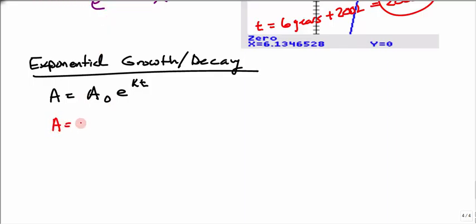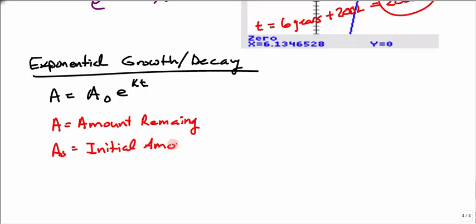So this value of A equals the amount remaining. And this is if we're talking about exponential decay. If we're talking about exponential growth, it's the amount that everything has grown to. A naught is our initial amount. So what we started with, how much we started with. Now K is going to end up representing some sort of a factor of growth. So it's a rate of growth. And T, of course, is equal to the time in years.